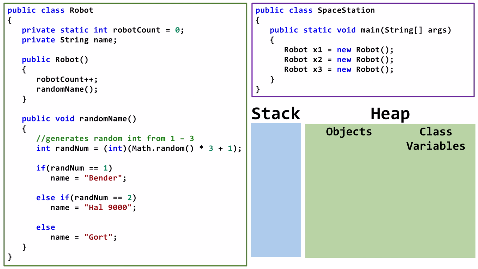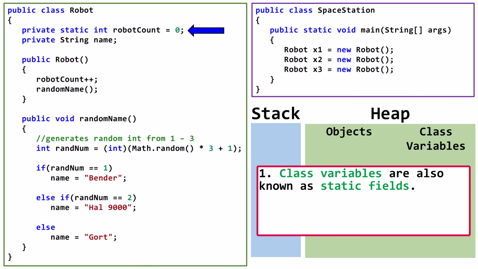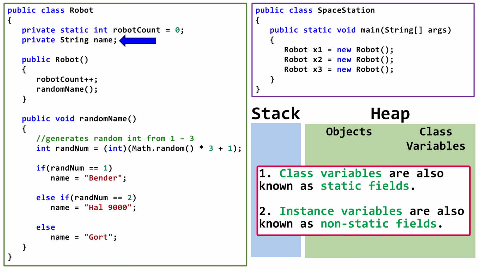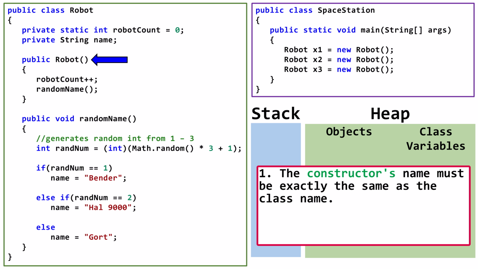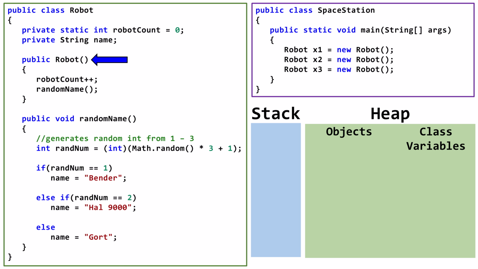Let's look at this example. We start with a Robot class. It has a class variable, robotCount, and an instance variable, name. Here's our constructor. Constructors are usually public. The constructor's name must be exactly the same as the class name. A constructor must not have a return type. In this case, there are no parameters in the parentheses. The first line adds 1 to robotCount. Each time we create a new Robot object, robotCount increases by 1.